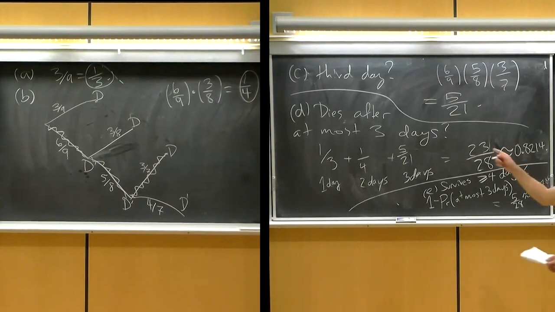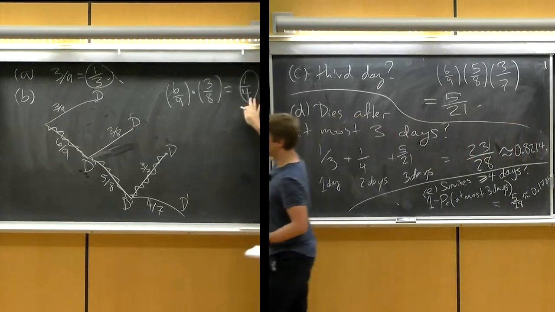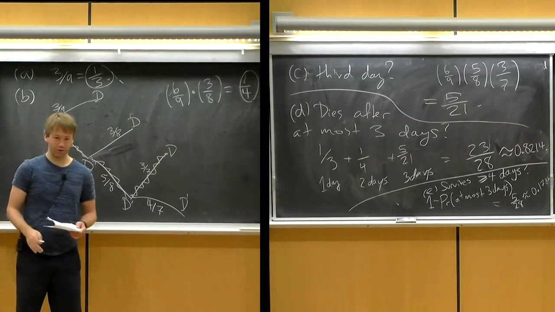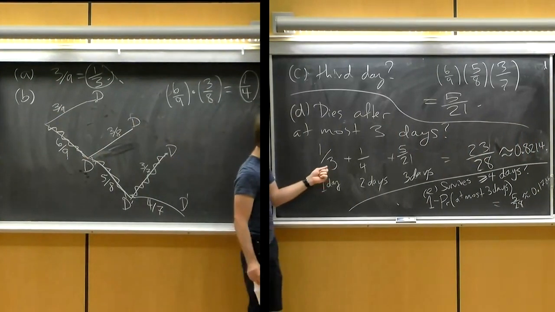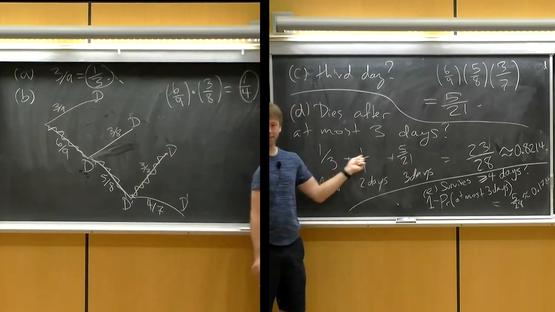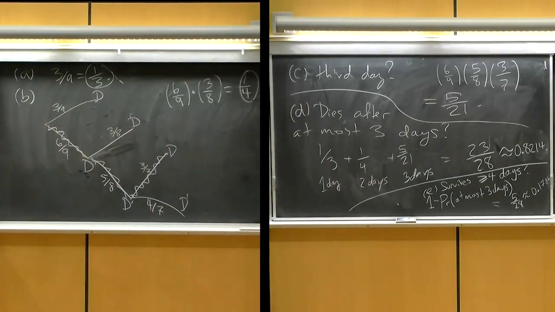Sorry, which one? The 1 over 4? So this was from this part B. So the probability that he dies on the second day was 1 over 4. So yeah, this is the probability he dies on the first day, second day, third day, and we just add them all up. Any questions about that?